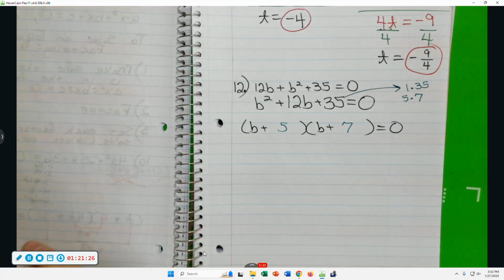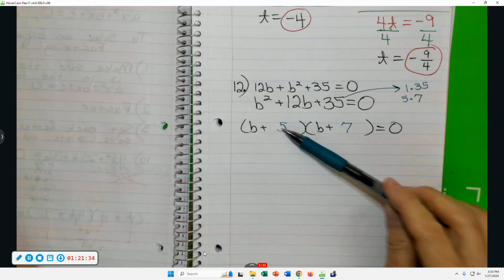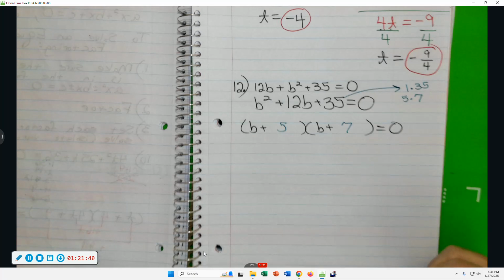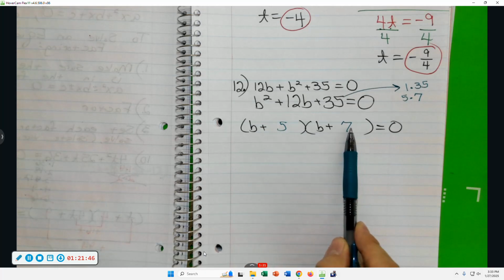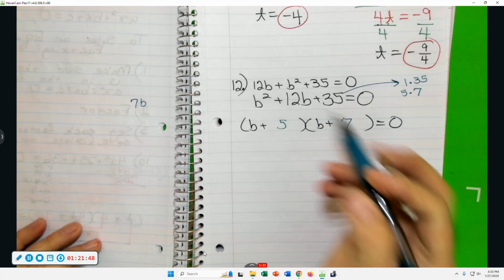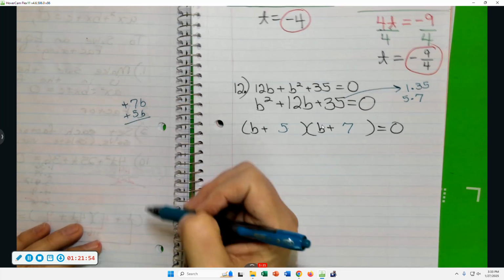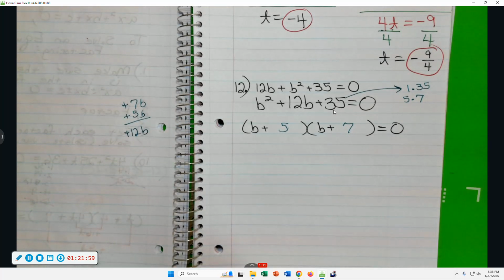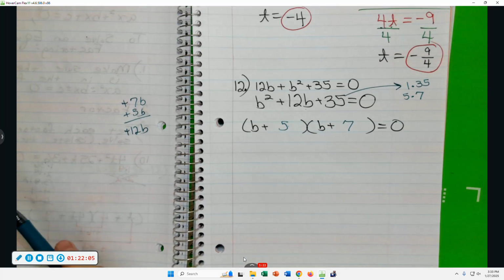Simple trinomials are by far the easiest trinomials to factor. You don't even have to look at outer and inner. You can select the correct pair based on just looking at the factors of the constant term. And if you FOIL this back out, B squared, outer is a 7B, inner is a 5B. That's a positive 7B, a positive 5B. Adding them together, I get a positive 12B. Is that what I needed? Yes, it is. And then last times last gives you that positive 35.